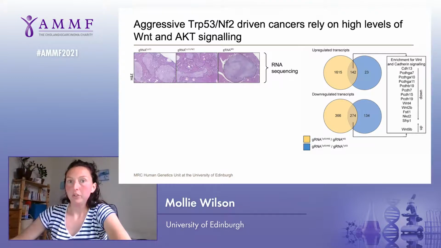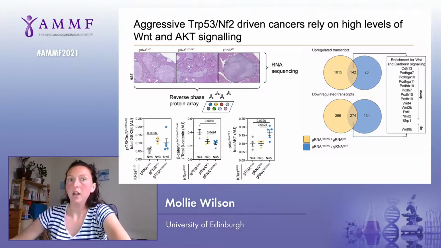These data were further supported when I did some proteomic analysis of the tumours from these three models as well. I did this using a reverse phase protein array, which is basically you extract protein from all of your tumour samples and attach these to a chip and then wash them with chosen antibodies. So I chose antibodies associated with all the different signaling pathways that I was interested in.